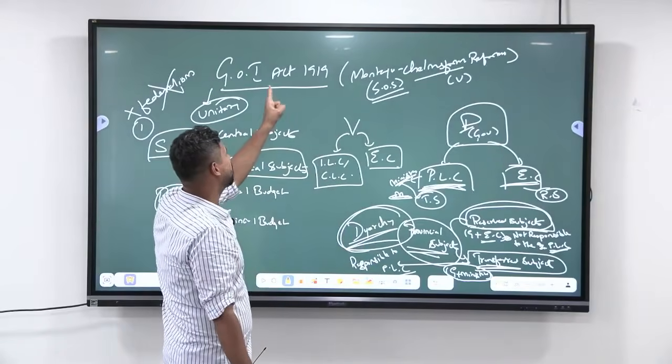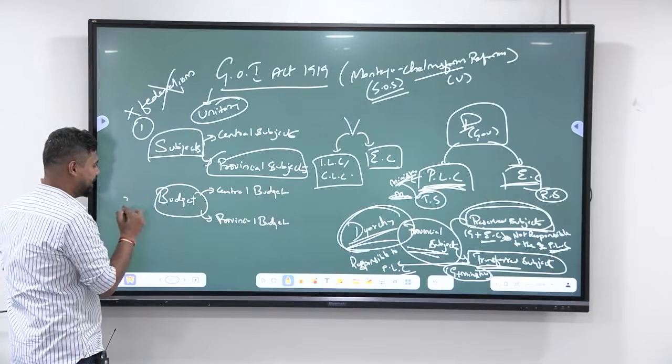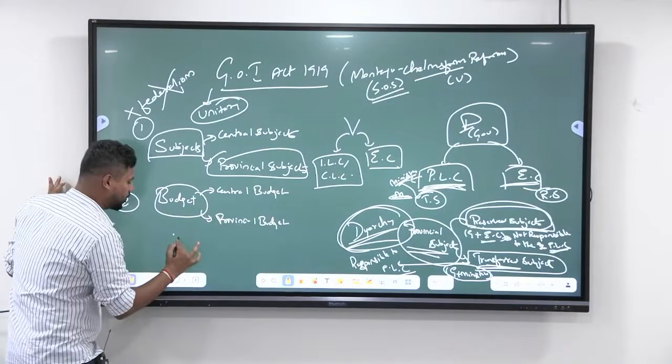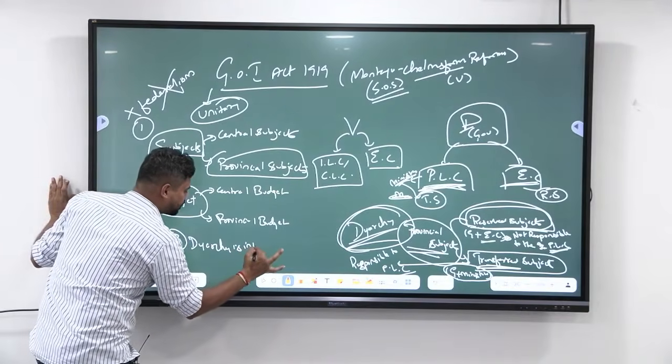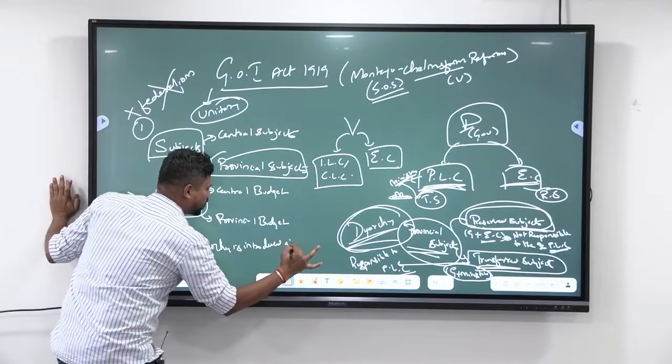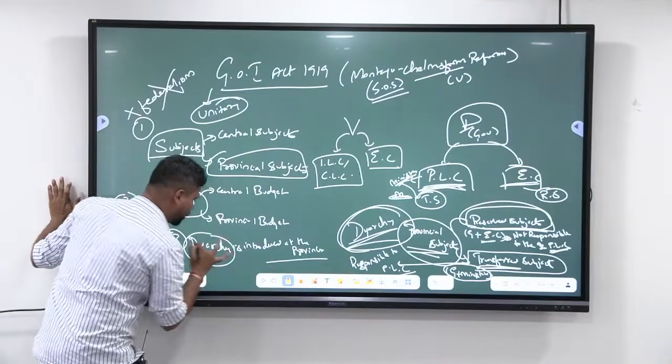So, in the Government of India Act 1919, the first is that subjects are divided into two. The second is that the budget is divided into two budgets. And the third is that diarchy is introduced at the provinces. So, I hope you understood what diarchy is.